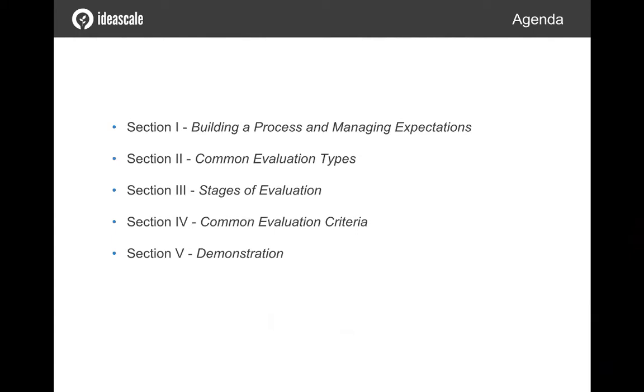We're going to go from there into a discussion of the different types of evaluation measures when it comes to ideas, and then we're going to align those evaluation types to the stages of the innovation process. Finally, we'll look at some examples of common evaluation criteria before we move into a demonstration of what this looks like in the IdeaScale tool. I'll also be following all of this with citations to the different articles and resources that I utilized during the course of this presentation, so you can reference those materials once the event is over.